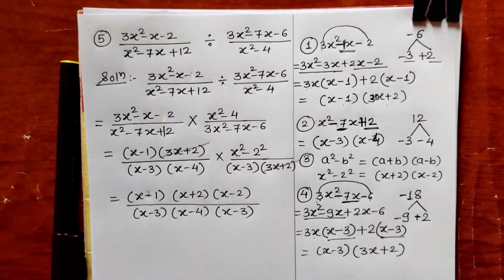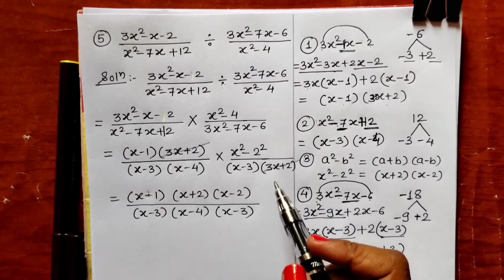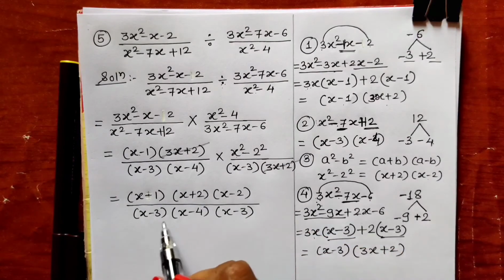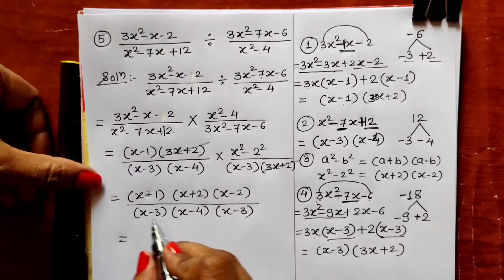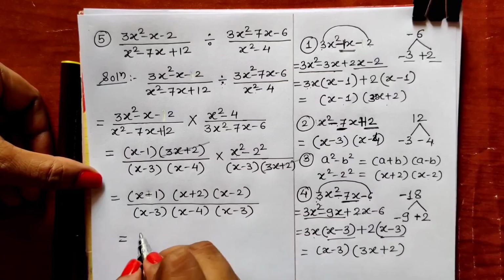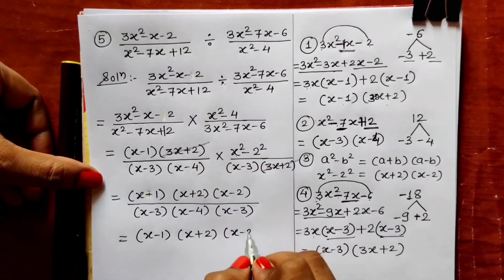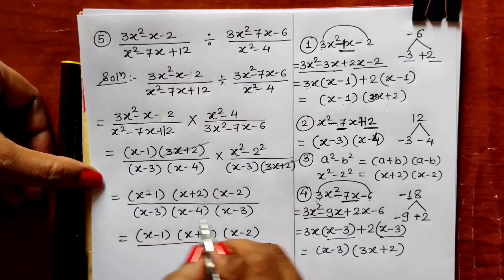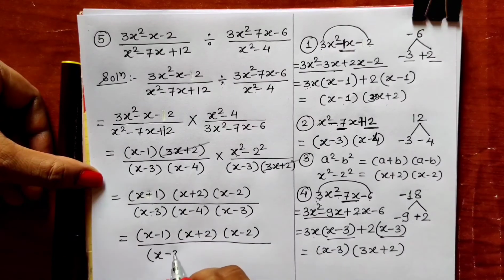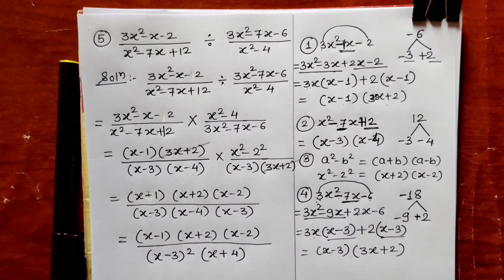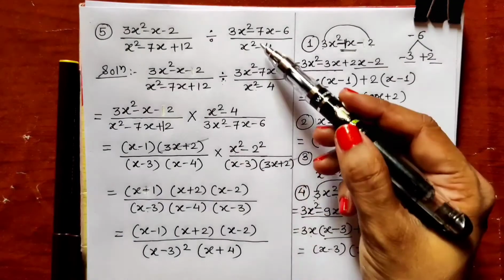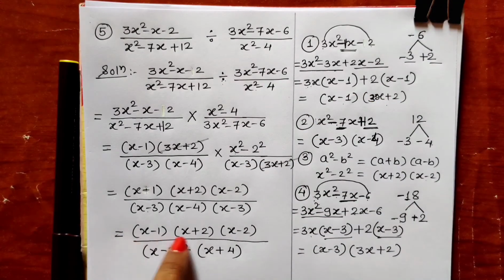As we all can see, nothing can be cancelled here. No brackets can be cancelled. But these are the same brackets, so we can write x minus 3 whole square. Remaining brackets we write as it is: x minus 1, x plus 2, x minus 2. And in the denominator, x minus 3 bracket comes 2 times, so we can write x minus 3 whole square, x plus 4. So in this way we are getting the factors and simplification of this sum. 3 brackets in the numerator and 2 brackets in the denominator.